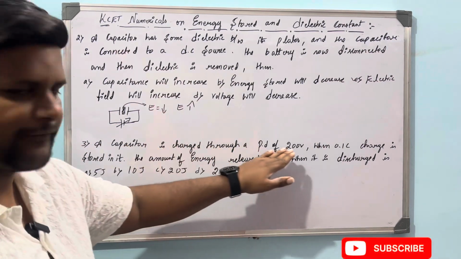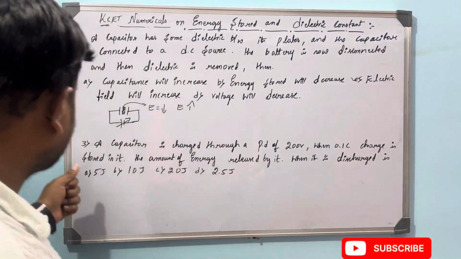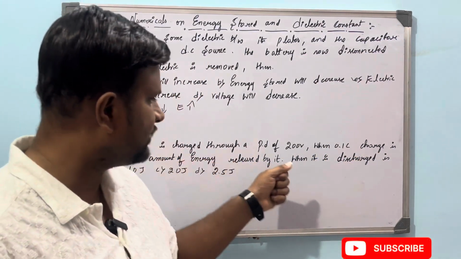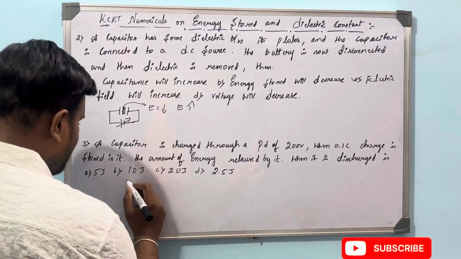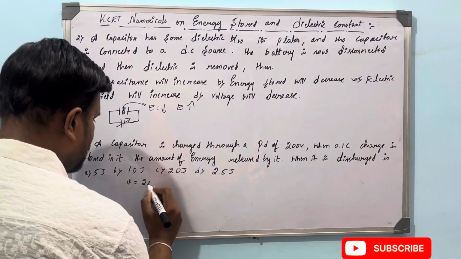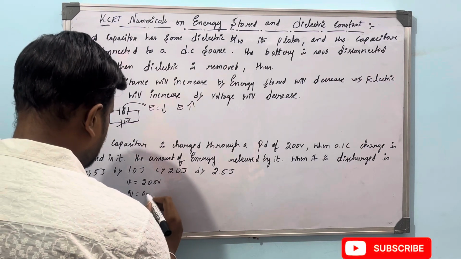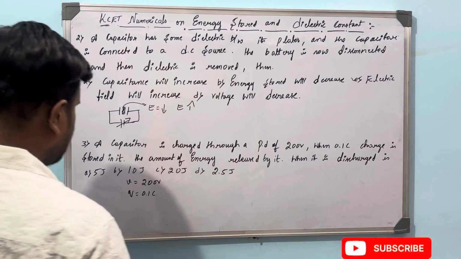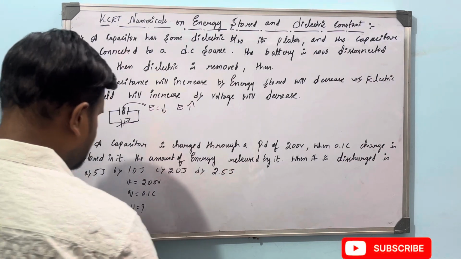charged through a potential difference of 200 volt. When 0.1 coulomb charge is stored in it, the amount of energy released by it when it is discharged is. Okay, so here they have given a potential difference. So potential difference V is 200 volt, and the charge value they have given, 0.1 coulomb. Here I need to calculate the amount of energy released, U.